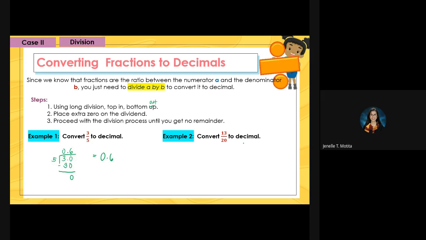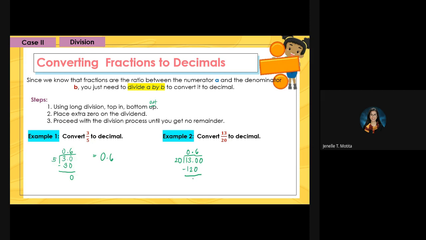Next, convert 13 over 20 to decimal. Same process. Top in, bottom out. So 13 divided by 20 cannot be done, therefore you add a couple of zeros. Place the decimal point straight up, and then proceed with the division process. 13 divided by 20 cannot be. Next, we have 130 divided by 20. You got 6. 6 times 20 is 120.